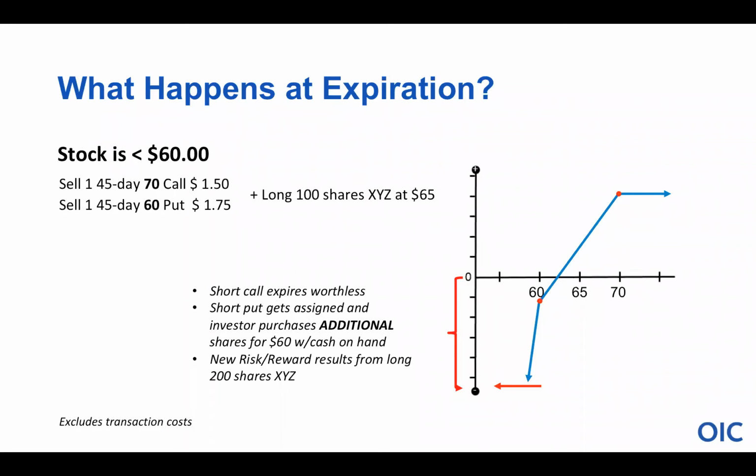So what happens at expiration? Okay, well, at expiration, if we still have this position on and we do nothing below 60, our short call expires worthless. Our short put would get assigned, and we would have to purchase additional shares for $60 with the cash that we set aside. And once again, our new risk is the resulting long 200 shares that we would have in our account. So our risk is on 200 shares now, not 100 shares.